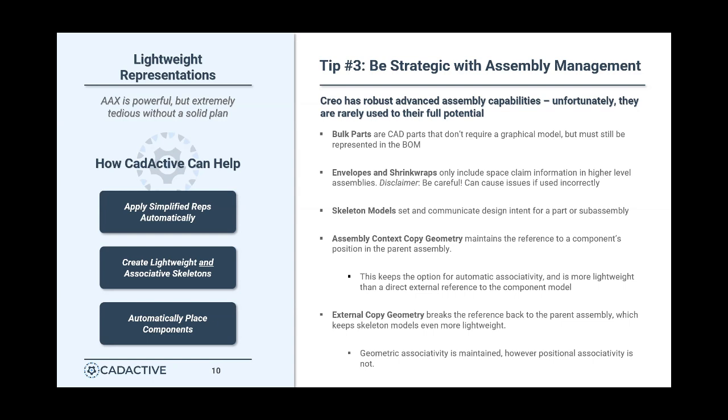External copy geometries put the onus on the user to determine the location of the copy geometry in 3D space. So with those external copy geometries, you're losing a little bit of associativity, but you're gaining in terms of model performance because you're actually going to get a lighter weight reference here than even using an assembly context copy geometry. So assembly context is great, especially if you want automatic update. External copy geometries, even better in terms of model performance, but you lose a little bit of associativity there.